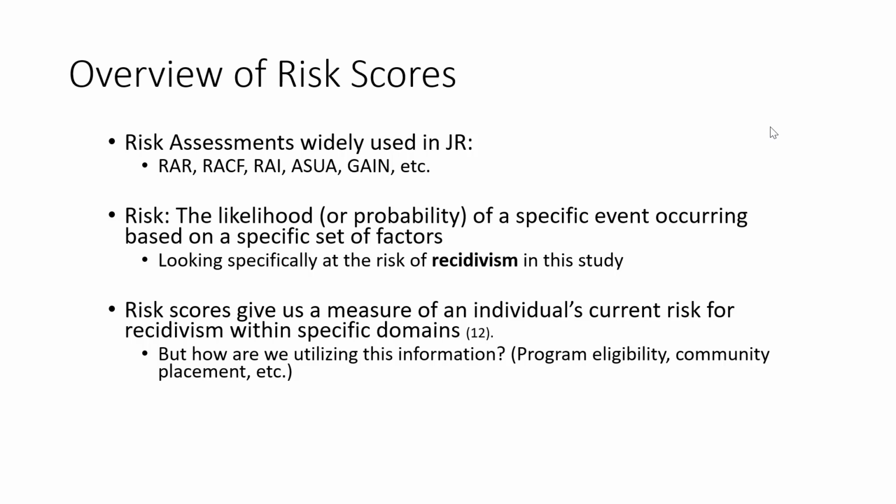So risk scores allow us to measure or quantify the amount of risk an individual has based on a set of factors. While we are looking specifically at the risk of recidivism in this study, or a new adjudication within 18 months of release from JR, the risk you are measuring will be related to a specific outcome. In other words, based on a set of factors, you are looking at the likelihood or probability of a specific outcome occurring.